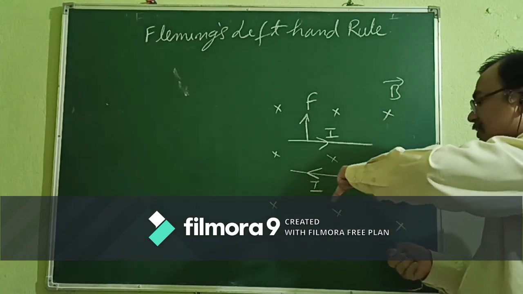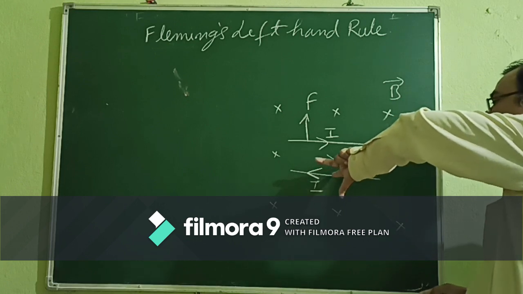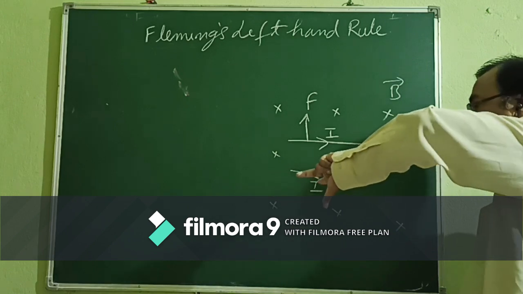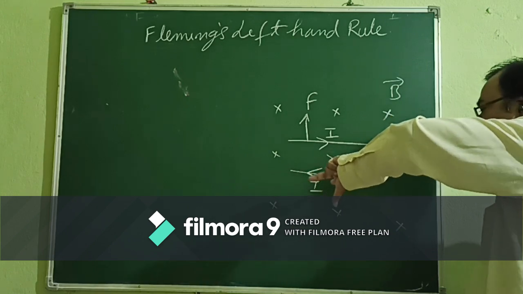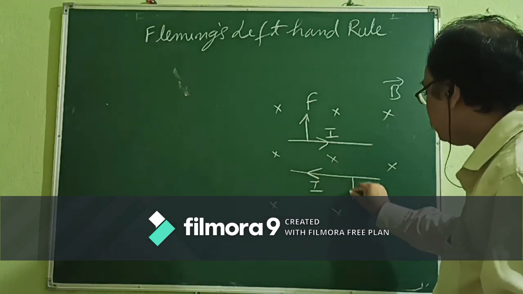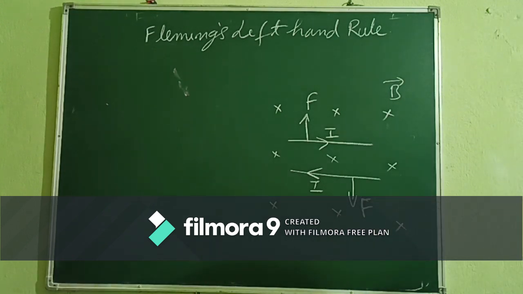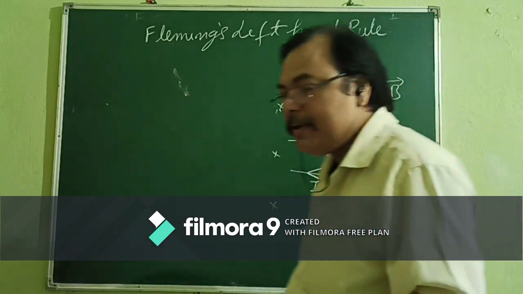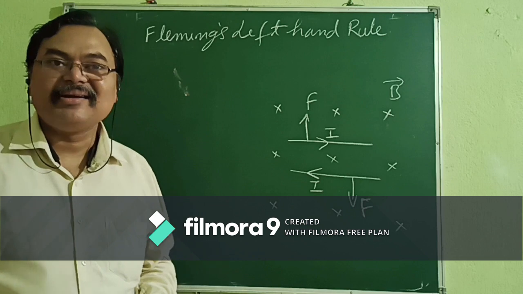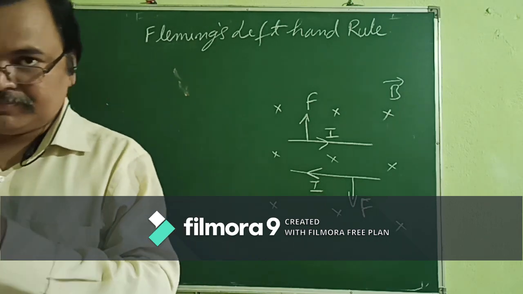So you can see the middle finger indicates the direction of current. I am coinciding it with the direction of current. The index finger is along the direction of magnetic field. You can see very well it is along the direction of magnetic field. It is going towards the board, inside the board. And the thumb indicates the direction of force that you can get. So the direction of force is downward. In this way we can use our left hand, according to Fleming's left hand rule, to find the direction of force on a current carrying conductor when placed in a magnetic field.